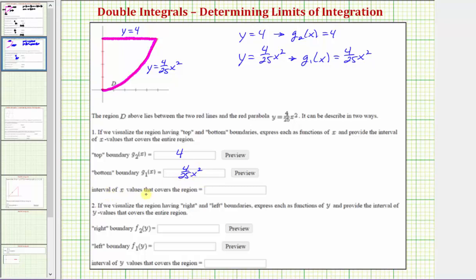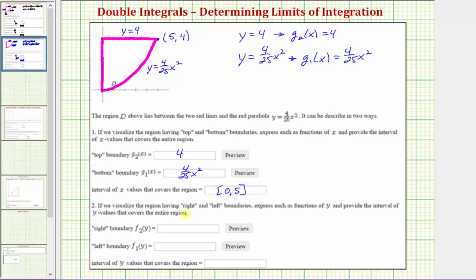And now we're asked to give the interval of x values that covers the region. So we've already defined the region having a top and bottom boundary. So now the x values that cover this region would be from here where x equals 0 all the way out to this point here. Notice how this point would have coordinates 5, 4. Notice how the x value here is 5. So the interval of x values that cover this region would be from x equals 0 to x equals 5. So here we have the closed interval from 0 to 5 for x.